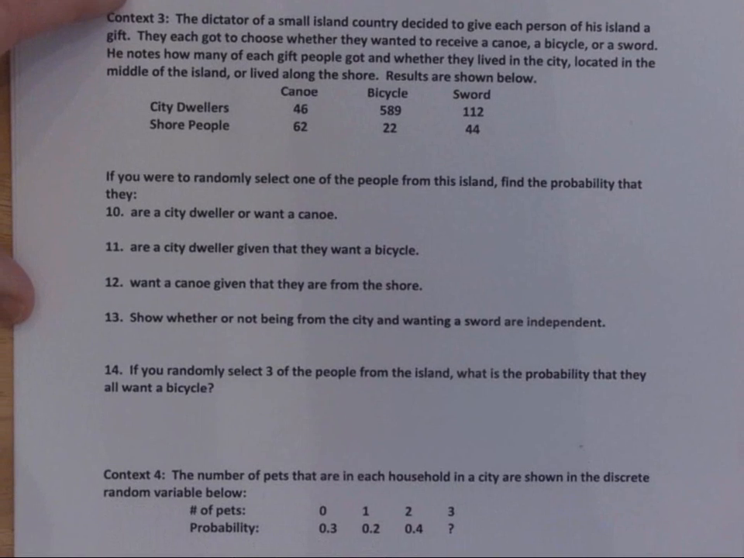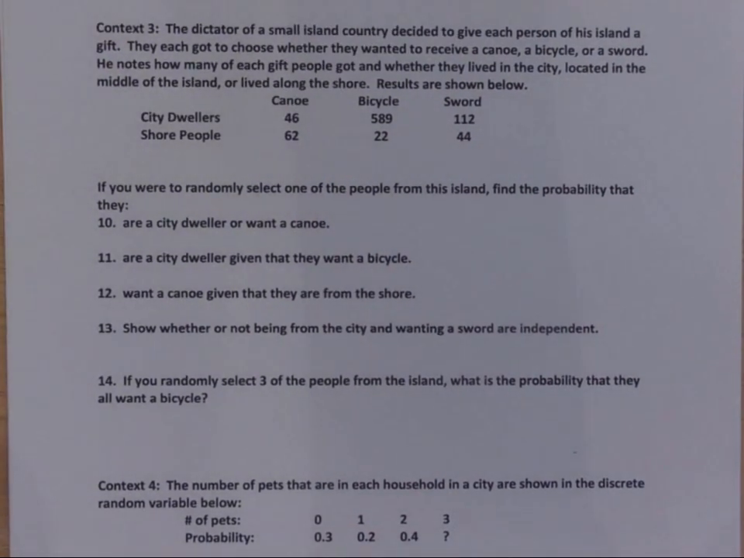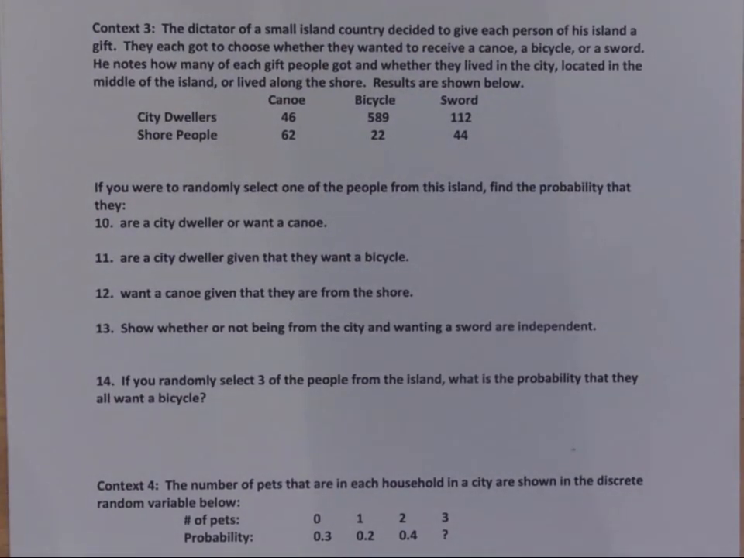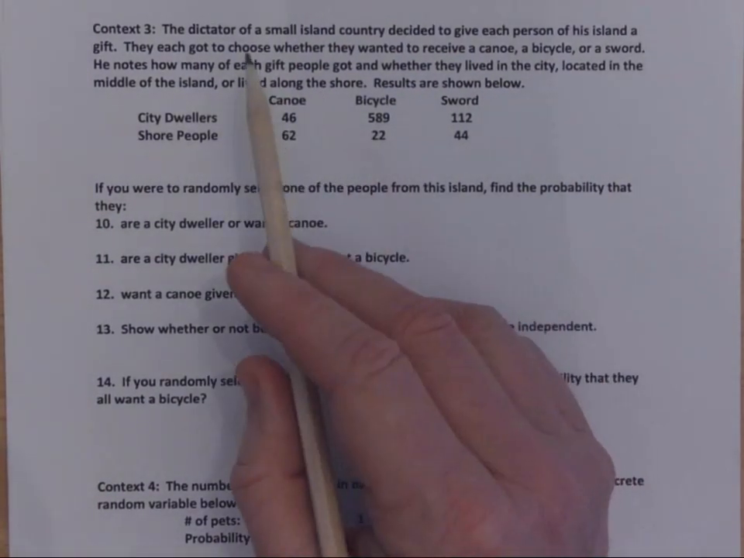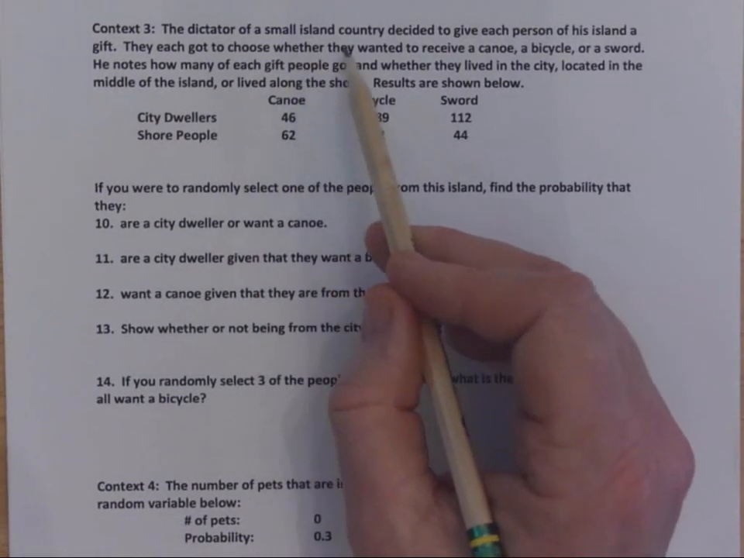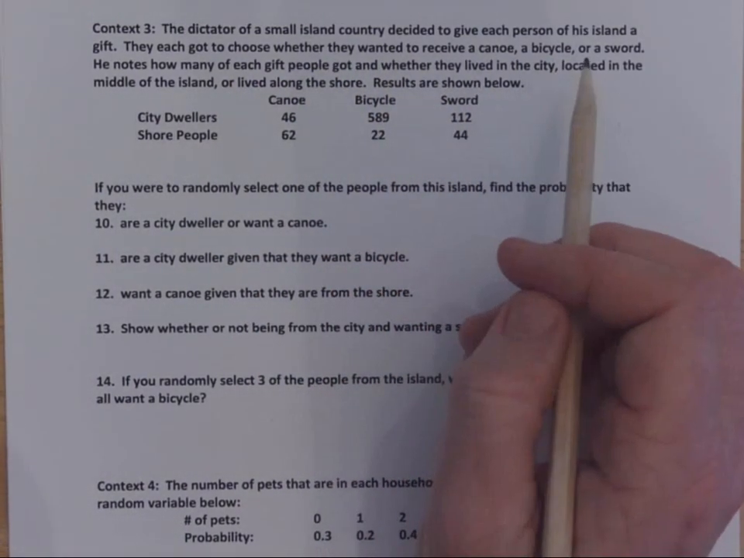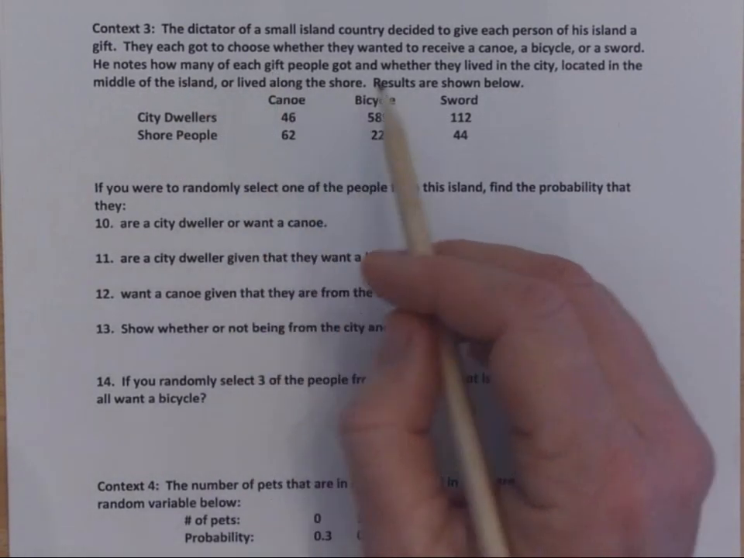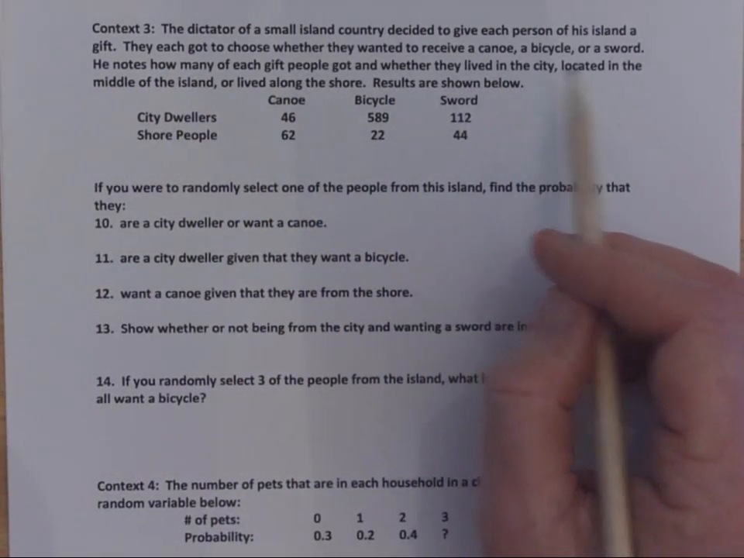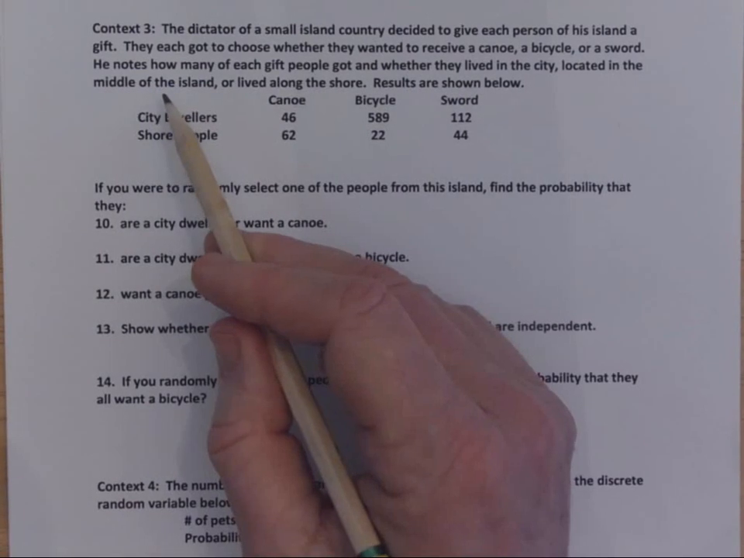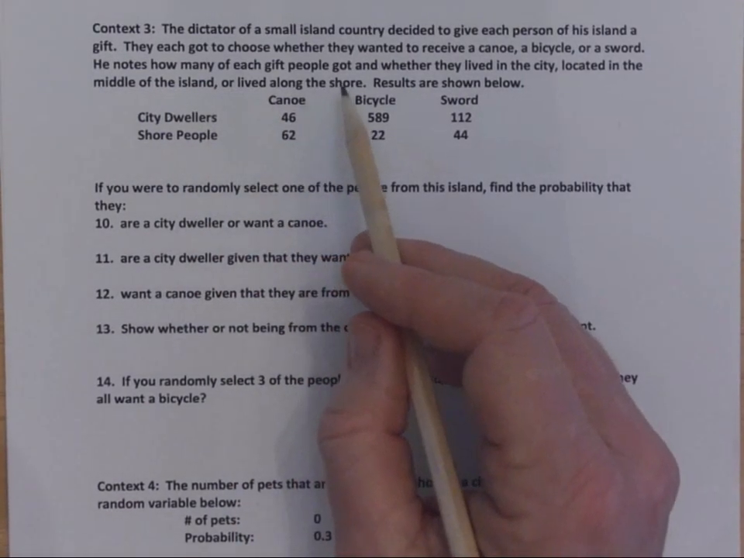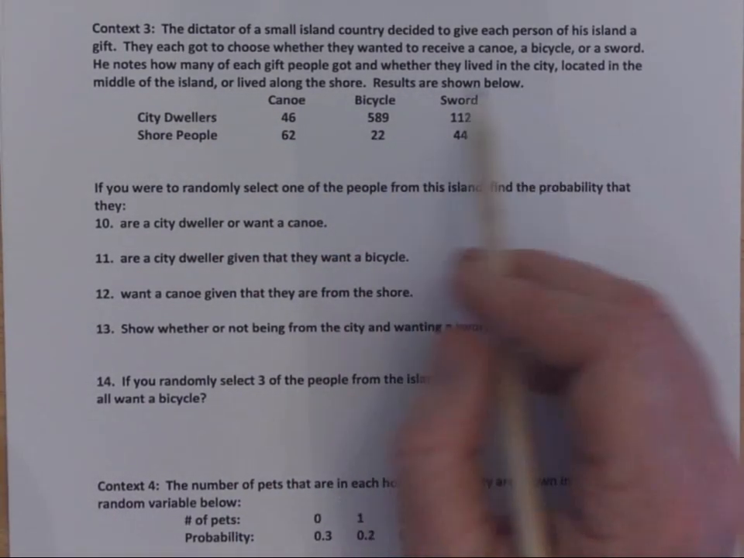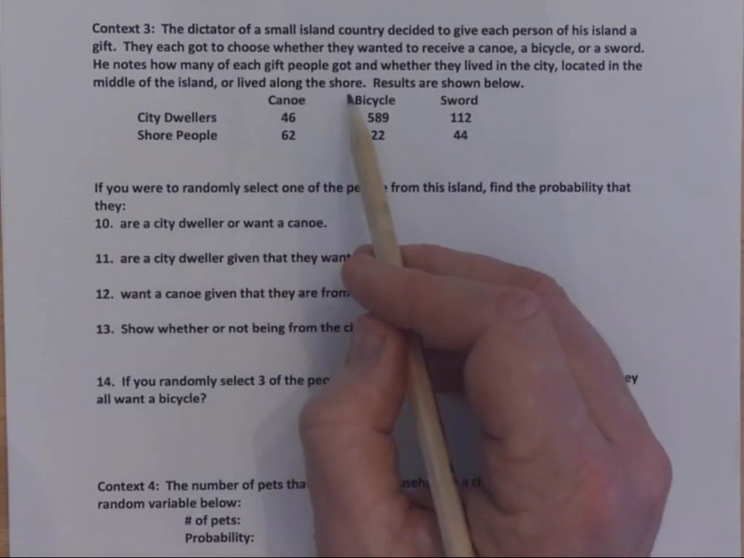A lot of these two-way table problems I think are pretty intuitive. In other words, many times you can kind of figure them out even without having AP Stats. In this particular scenario, the dictator of a small island country decided to give each person of his island a gift. They each got to choose whether they wanted to receive a canoe, a bicycle, or a sword. He notes how many of each gift people got and whether they lived in the city, which is located in the middle of the island, or lived along the shore.